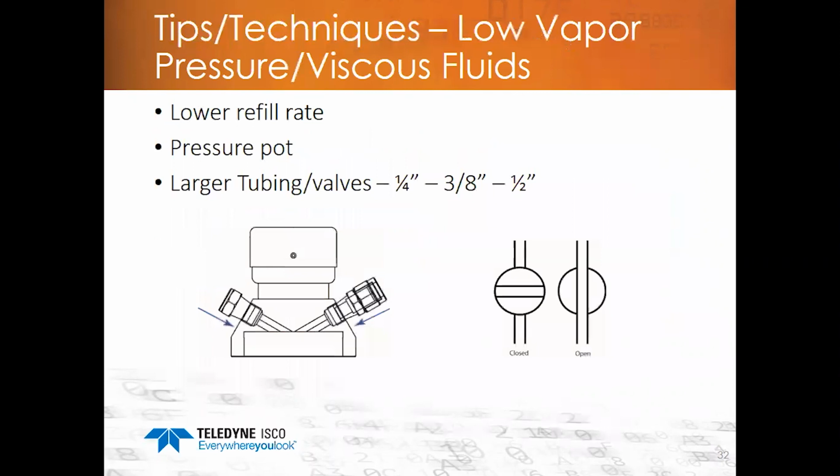The techniques for this are, one is just to lower the refill rate. That is, give the pump more time to get the fluid into the pump, or add a pressure pot to push the fluid in. Another solution is going to larger tubing or larger valves. We have options for a lot of the pumps for increasing to 1/4 inch or increasing to 3/8, or on a 1000D, we can even go to 1/2 inch.